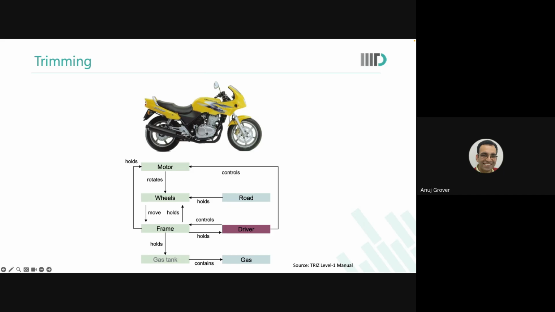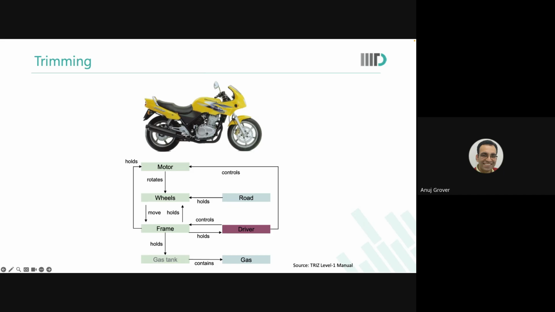Driver controls motor is an auxiliary function. It is happening on the system component. Who is doing that function doesn't matter. The object of the function is used to define whether it is an additional function, auxiliary function, or the basic function. Are you able to see this?